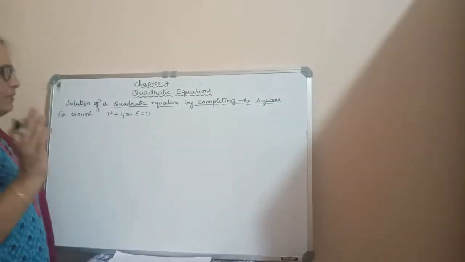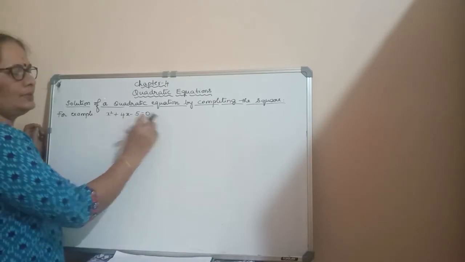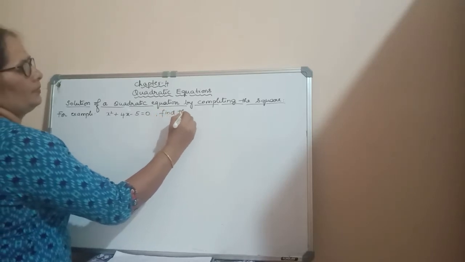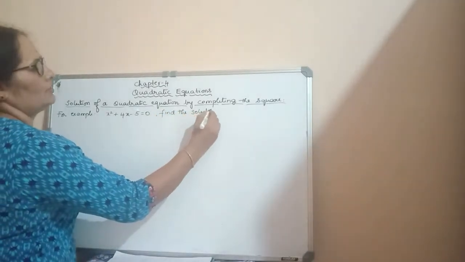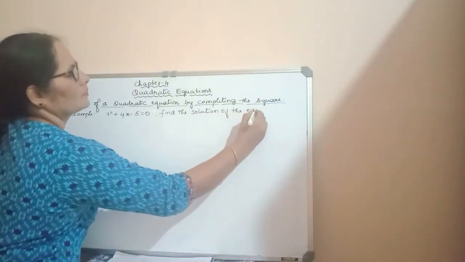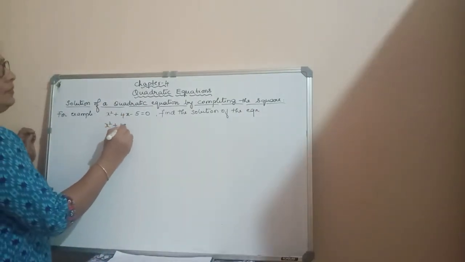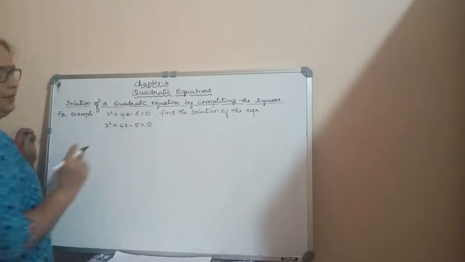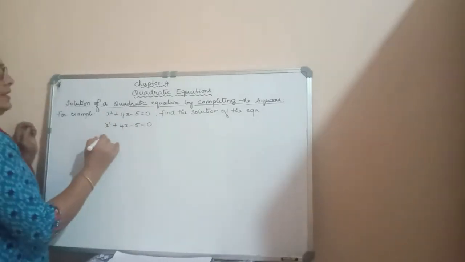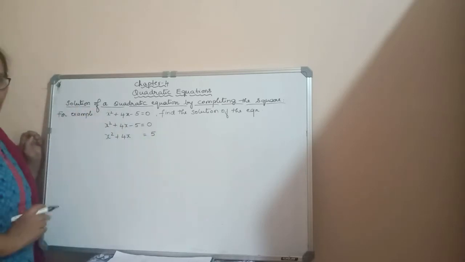So first of all, we will take one simple example: x square plus 4x minus 5 equals 0. Find the solution of the equation. Now, first step: x square plus 4x minus 5 equals 0. At first we will shift this constant term to the right side. So x square plus 4x equals 5.